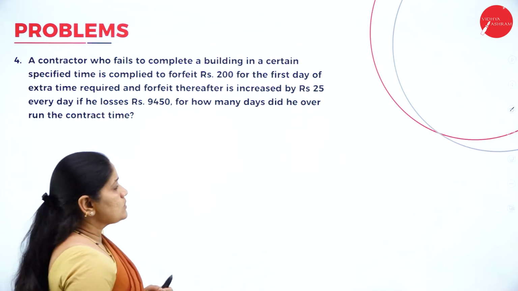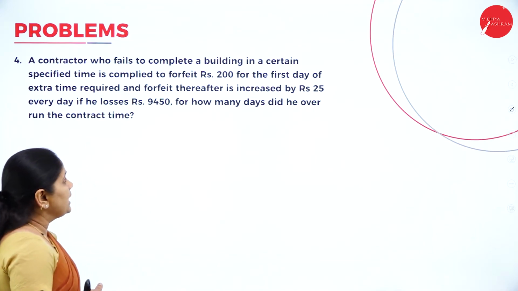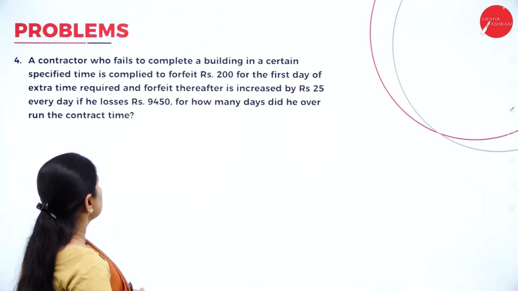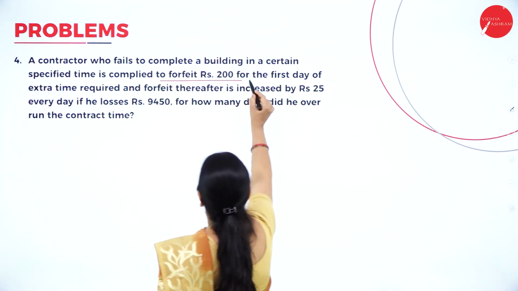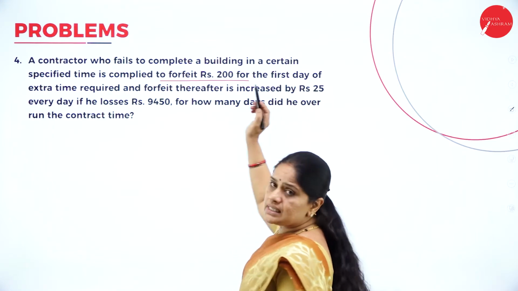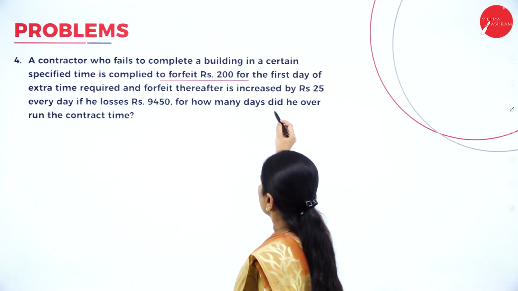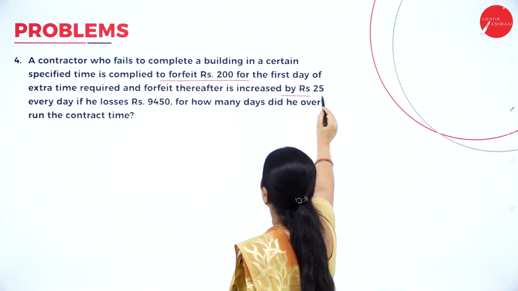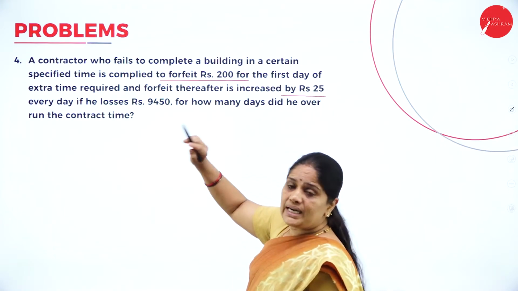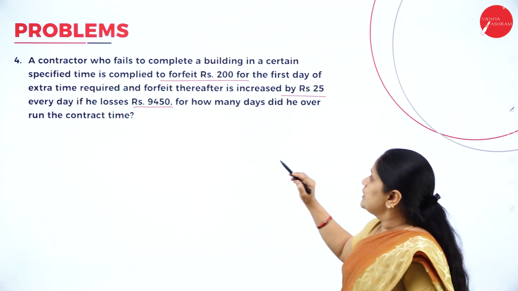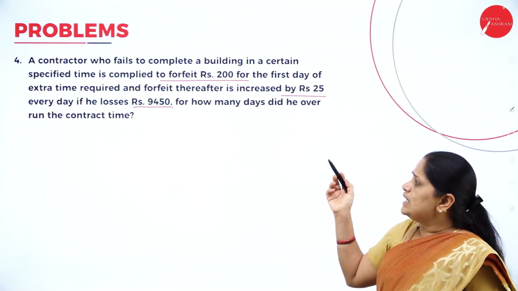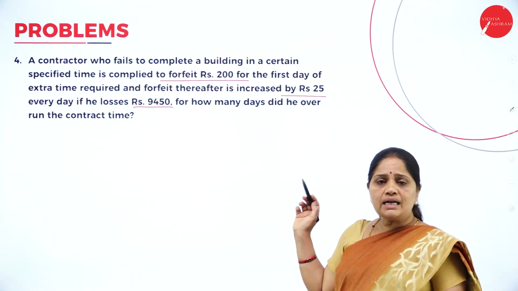Now the next one. A contractor who fails to complete a building on a certain specified time is compelled to forfeit rupees 200 for the first day of extra time required, and forfeit therefore is increased by 25 every day. If he loses 9,450, for how many days did he overrun the contract time?